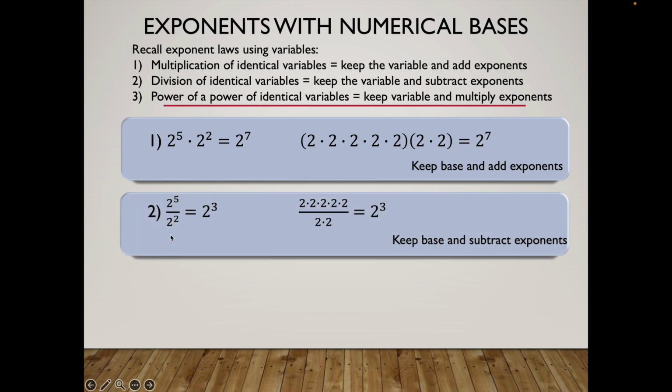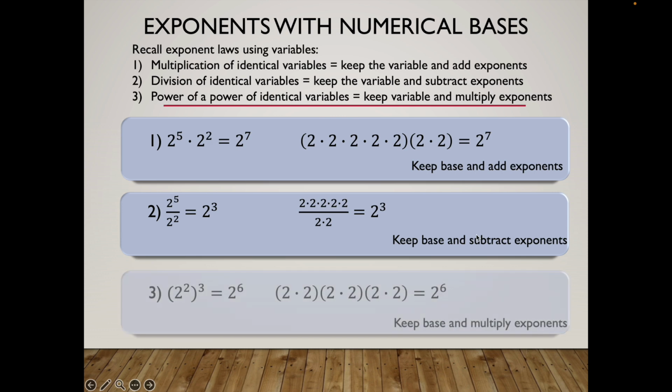For my second example, if you have two of the same base here that are being divided, so I have 2 to the power of 5 over 2 to the power of 2. What a lot of people tend to do is they tend to make this equal to 1 to the power of 3, and that's incorrect. You keep the base and you subtract the exponents. 5 minus 2 is 3. And just to prove it to you, I expanded it out for you here. 2 to the power of 5 looks like this. 2 to the power of 2 looks like this. And if you cross off the 2's that you can, you are left with 3 2's or 2 to the power of 3. So again, you keep the base and you subtract the exponents.